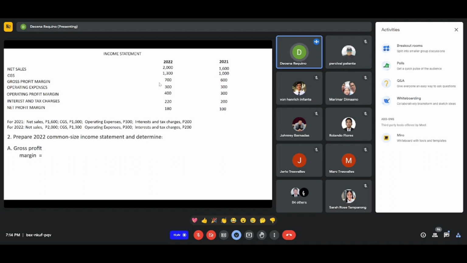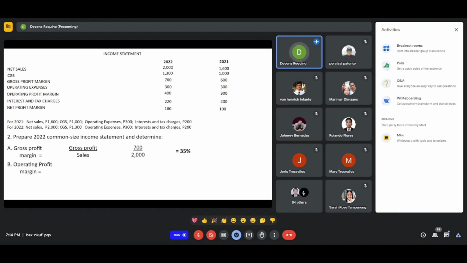ng 2022, merong gross profit na 700. So bali ang formula, gross profit over total sales. So dito sa given natin, ang gross profit is 700 divided by total net sales na 2,000. So meron kang gross profit margin na 35%. So i-divide mo lang yung 700 divided by 2,000.